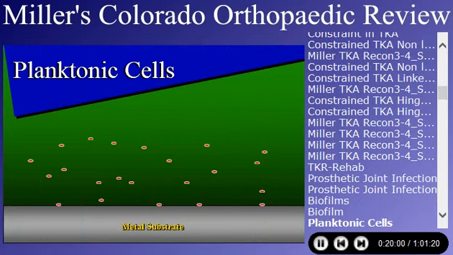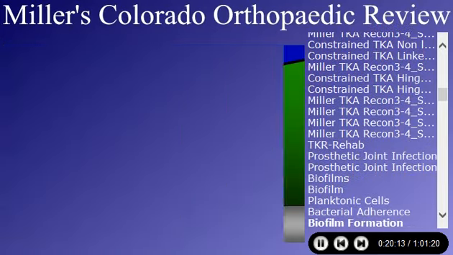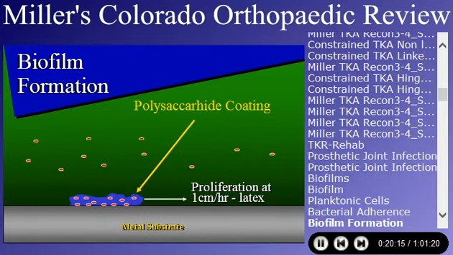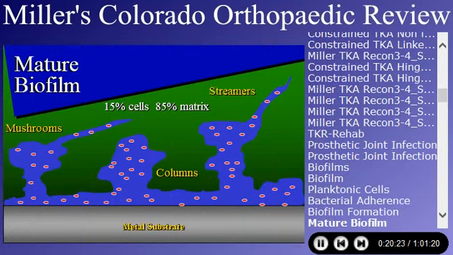All bacteria make biofilm. You start off with planktonic cells, individual cells. They attach to the metal. They grow to a certain size. You get to a certain quorum, and then they send out molecules that form the biofilm. Once in the biofilm state, this polysaccharide coating allows them to grow and proliferate at a centimeter an hour in the perfect setting, and it can form over the implant very quickly in 4 to 8 days. Again, it's 85% matrix, which is polysaccharide.